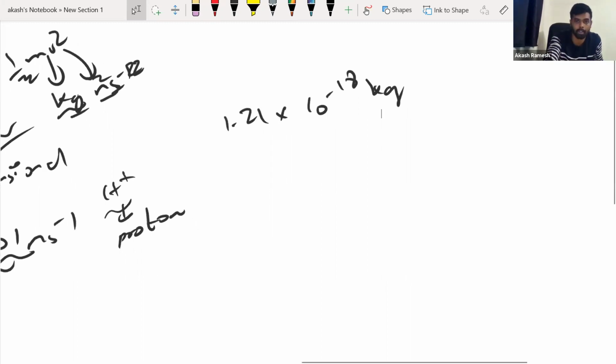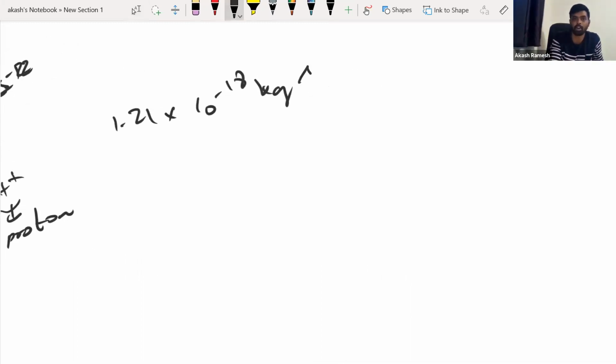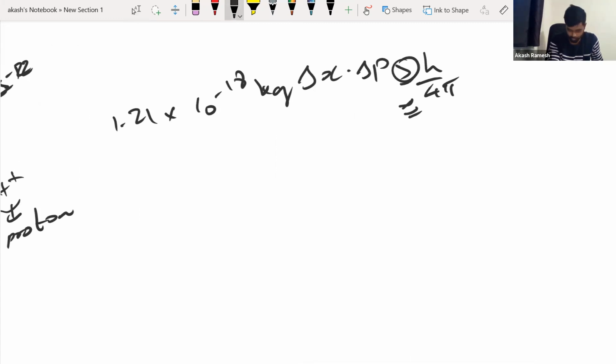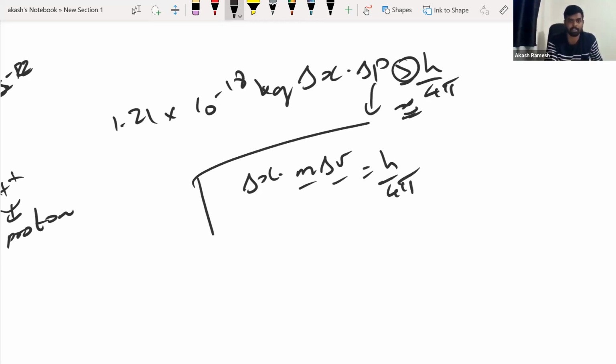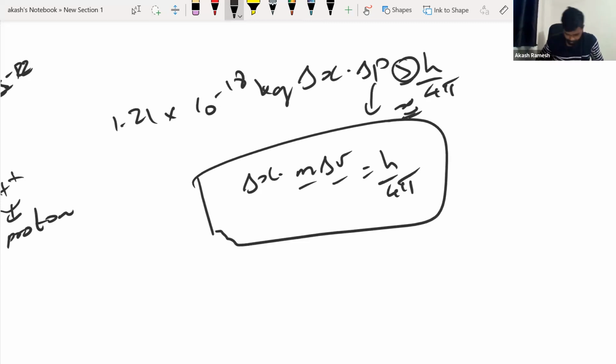Okay, hope you all know which formula to use. It's Heisenberg's uncertainty principle. So all I have is delta x into delta p is greater than or equal to h by 4 pi. You don't have to worry about greater than; you can simply use equal to, not only for this question, for any question. And delta p, I know how to write, right? m into delta v. So m delta v is equal to h by 4 pi. This is the exact formula which you have to use.